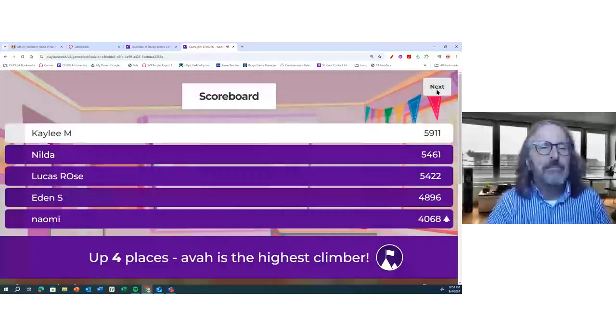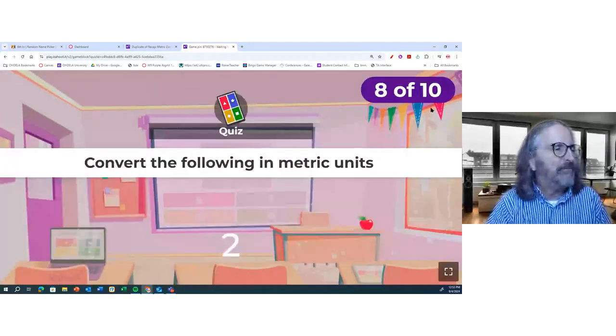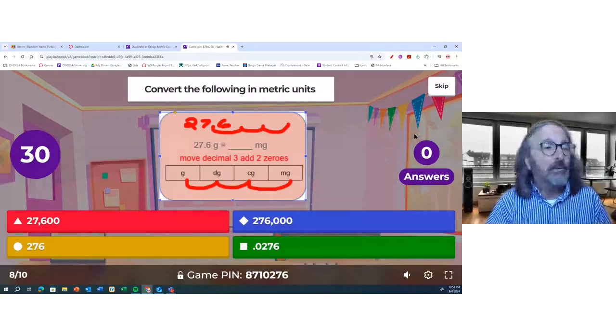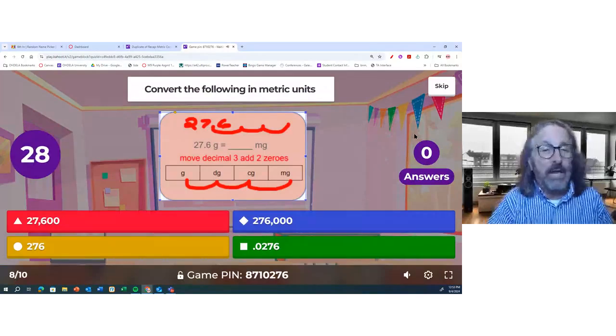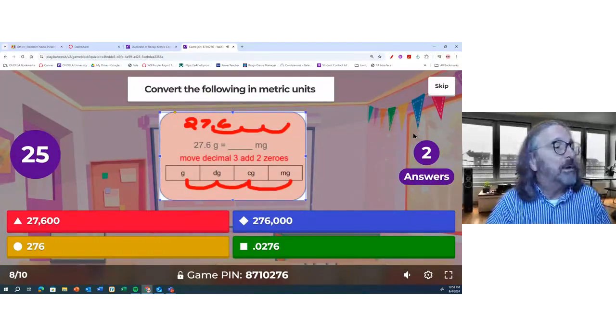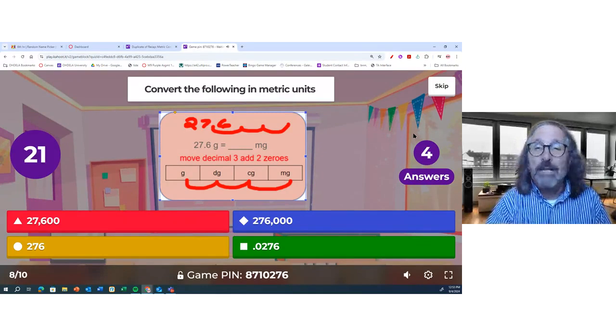427,000. Yes. So most of these, the idea here is to try and get a hang for what is going right or left. Okay. So 27.6 grams to milligrams. Big to small, add zeros. So going to the right.